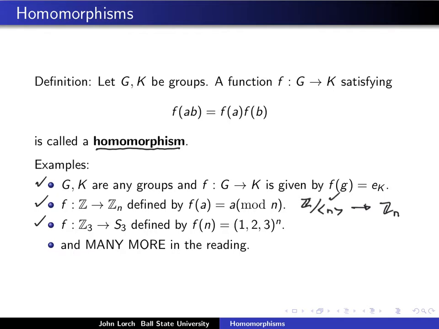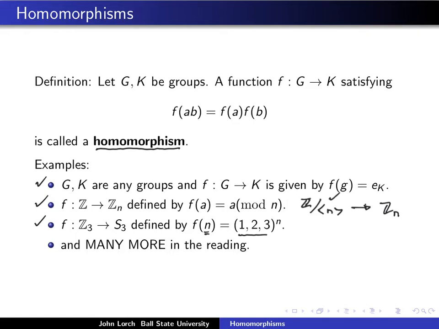Here we can have a homomorphism from the cyclic group Z3 into the symmetric group S3 that just sends a number n to this 3 cycle raised to the nth power in S3. So the important thing about this example is that this homomorphism is 1-to-1. And that means that the group Z3 is going to be isomorphic to its image inside of S3.